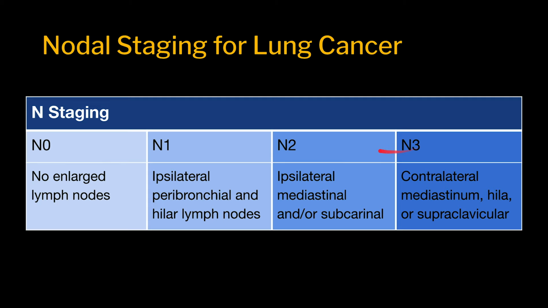Okay, so just to review, N0 means you don't have any large lymph nodes. N1, the same side, peribronchial and hilar. N2 is the same side of the mediastinum or subcarinal. And then N3 is the other mediastinum, the other hilum, or either one of the right or left supraclavicular lymph nodes.